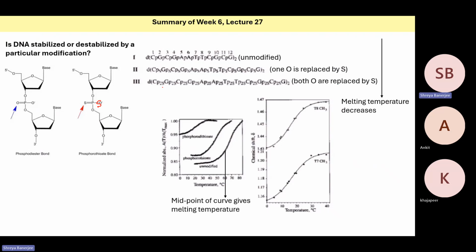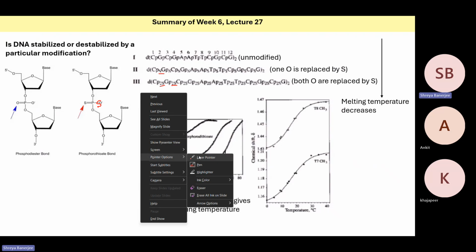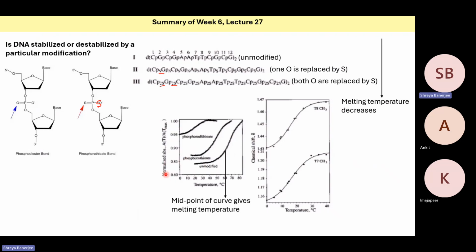So you can see it is written as 2s because both oxygens have been replaced by sulfur. And this is 1s because one oxygen has been replaced by sulfur. So then if you plot the absorbance versus the temperature, they will give this kind of sigmoidal curve. And in order to find the melting temperature, that is the temperature at which the DNA duplex starts breaking, you have to take the midpoint of this sigmoidal curve and draw a normal.